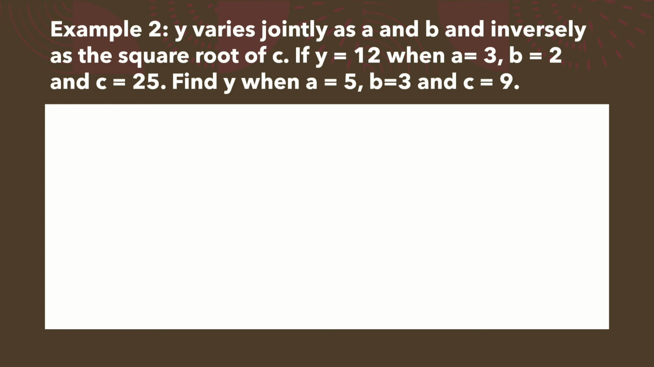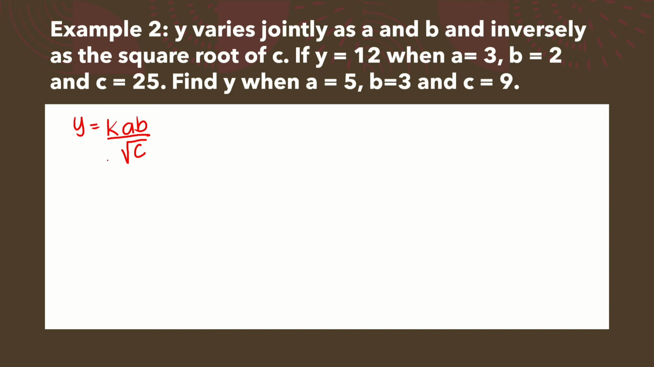Example number 2. Y varies jointly as a and b and inversely as the square root of c. If y equals 12 when a equals 3, b equals 2, and c equals 25. Find y when a equals 5, b equals 3, and c is equal to 9. So again, our step number 1 is we find the correct equation. That is y is equal to k ab all over square root of c.